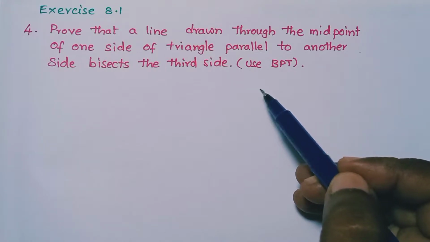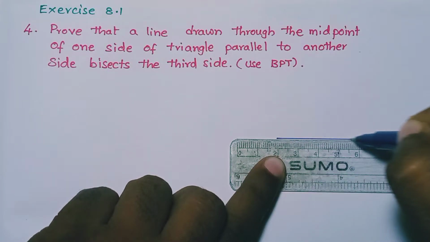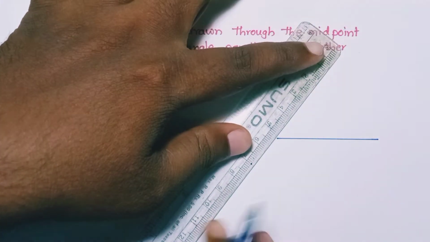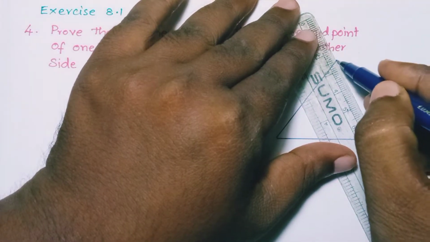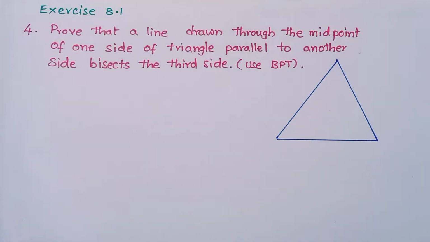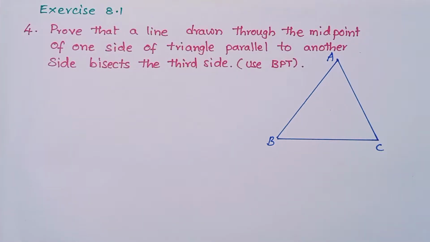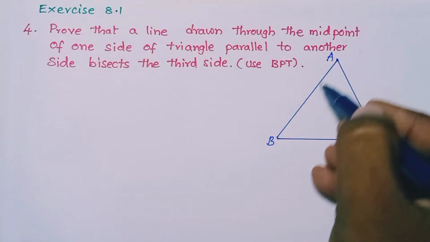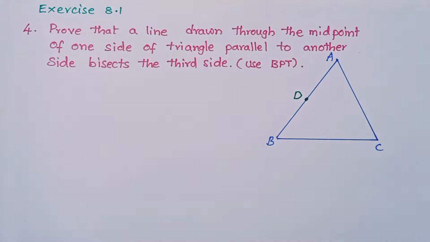Let us draw a diagram for the given data. This is a triangle ABC. In this triangle, a line is drawn through the midpoint of one side of the triangle. Let us take the side AB. The midpoint of side AB is D.